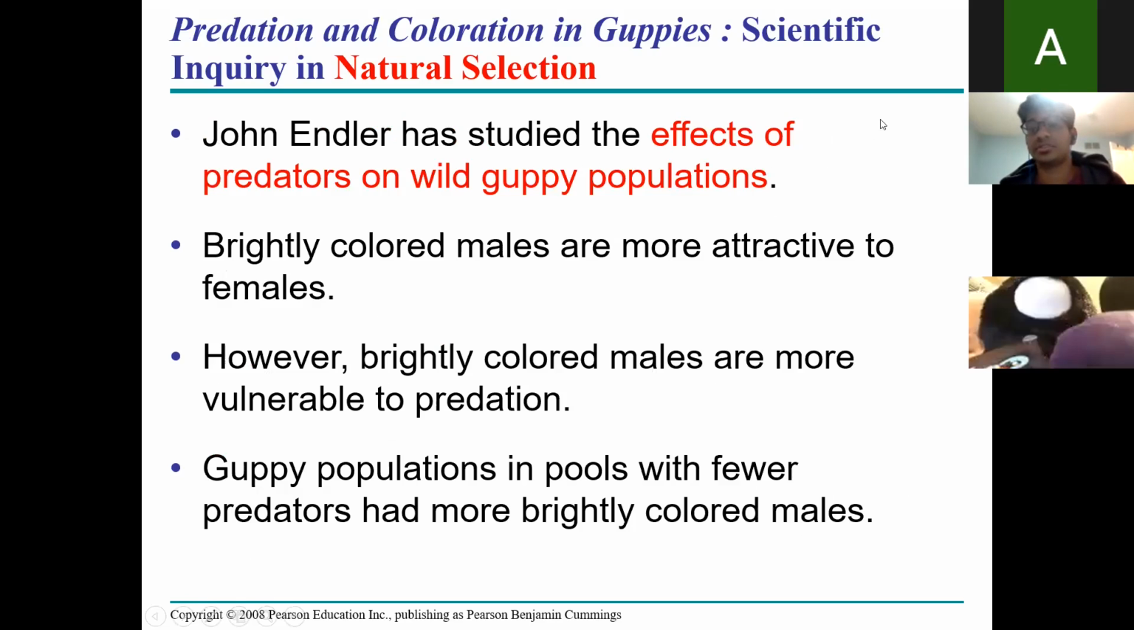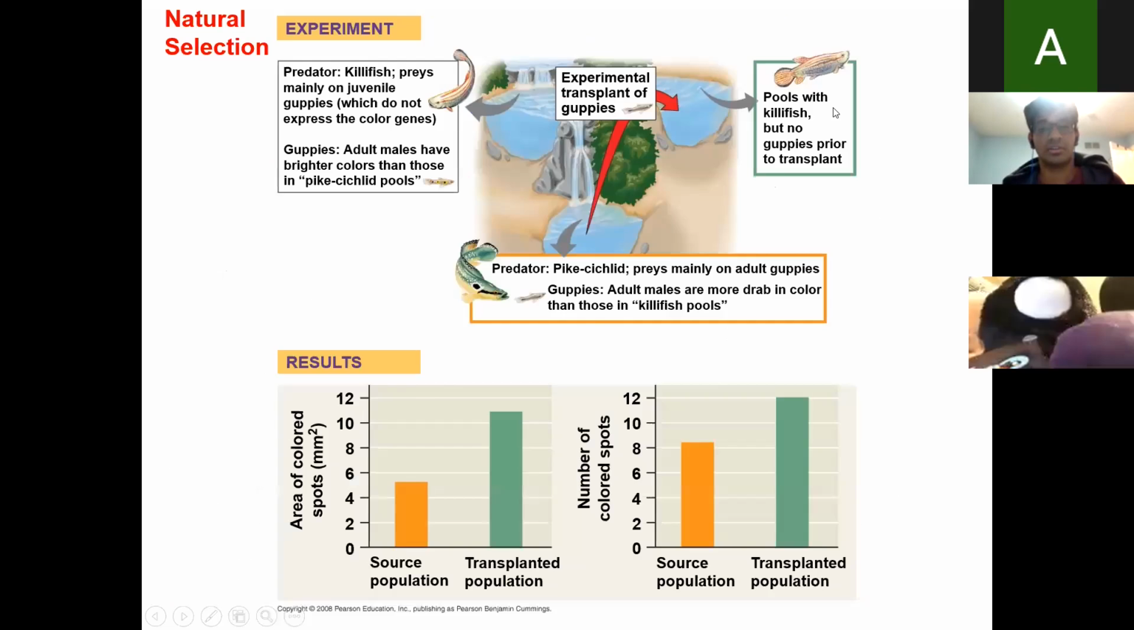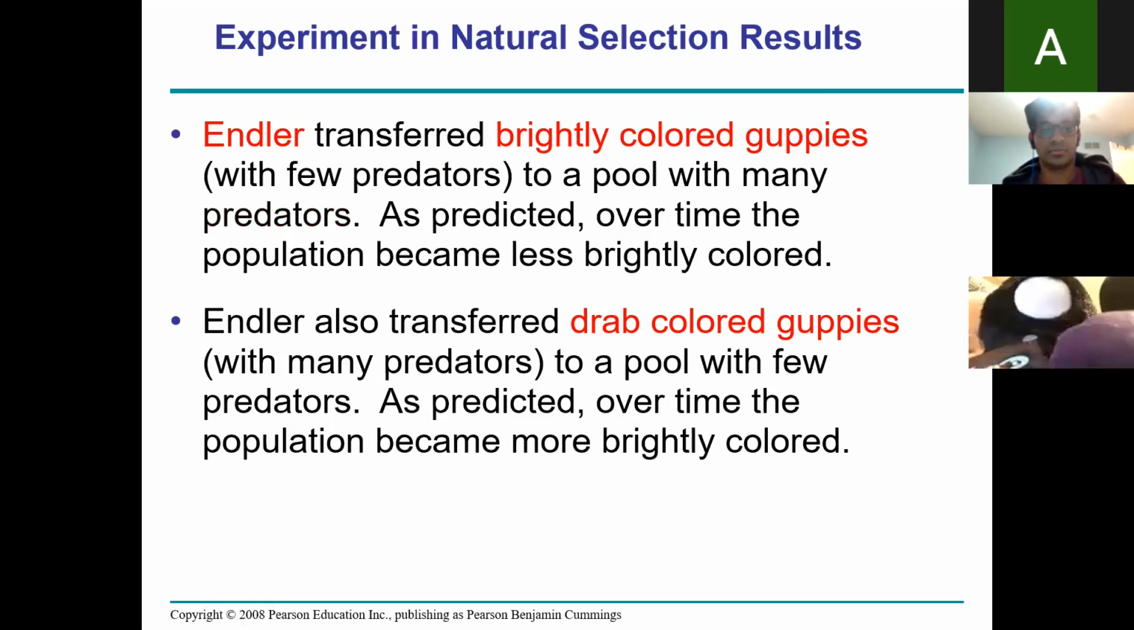Predation and how this factors into natural selection. John Endler studied this with guppies. This is an experiment that tested how traits are preferred when you have predators. In this situation, predators have an easier time seeing brightly colored guppies. So the brightly colored guppies, when put in with predators, are more likely to die because the predators are able to see them easier and kill them easier.